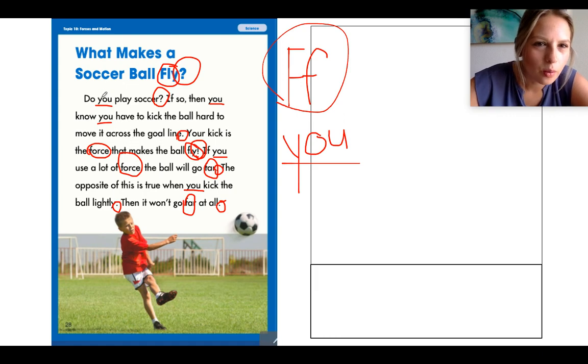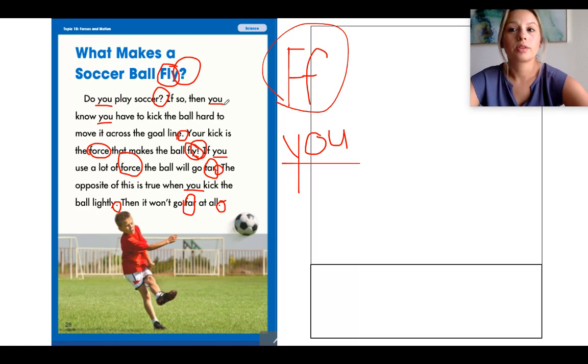Okay, I found 1, 2, 3. Ooh, that says your. 4, 5. I found 5 U's. Did you find 5 U's? Good job. All right, let's write our sight word down at the bottom.